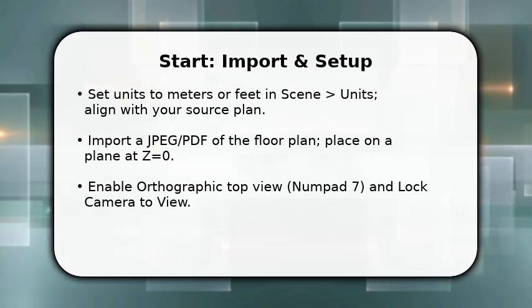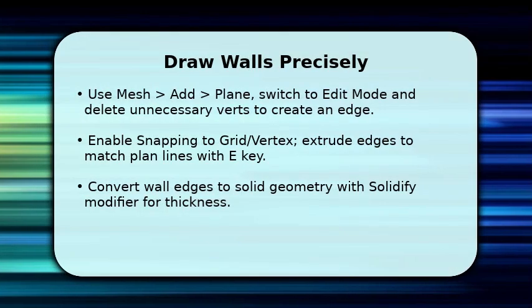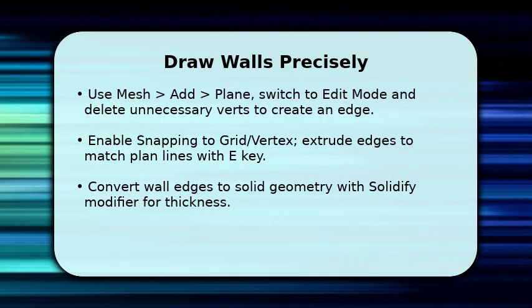Now you'll convert the trace lines into accurate walls. Enter edit mode on a mesh object, then draw edges that follow the plan using extrude and snap to vertices for exact corners. Keep consistent wall thickness by adding a solidify modifier rather than modeling thickness by hand.